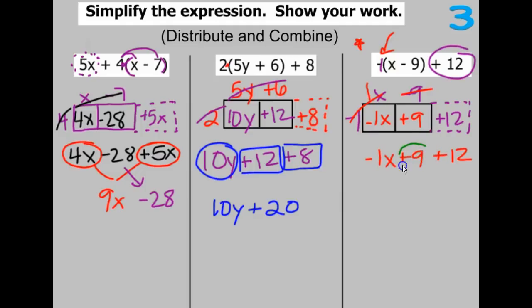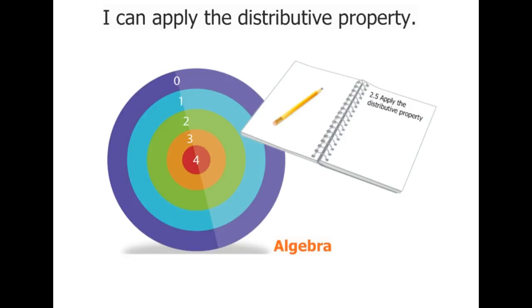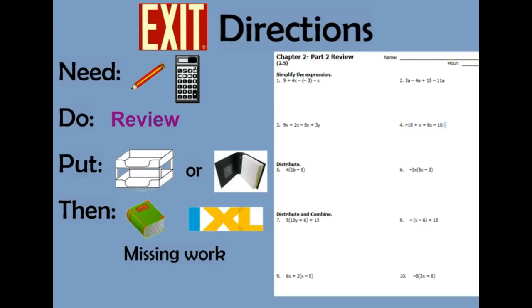So combining our like terms, we have 9 and 12. So we have negative 1x. They're all positive, so plus 21. I wrote the x's first. Always put the term with the letter first, if you have one. All right, that is our review on combining like terms and distributing. You have a review worksheet, and you have a test coming up next.